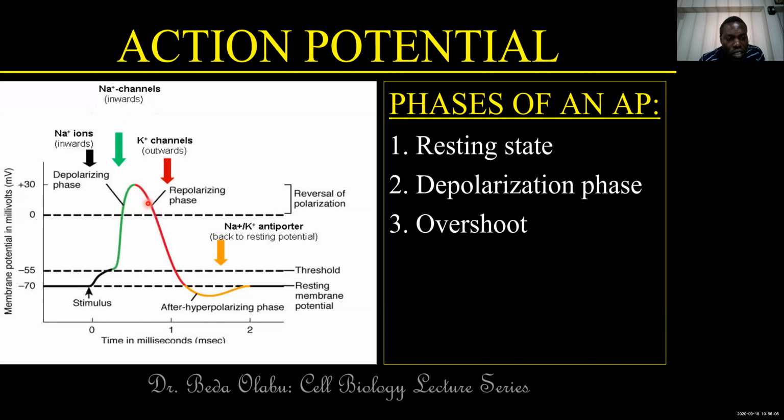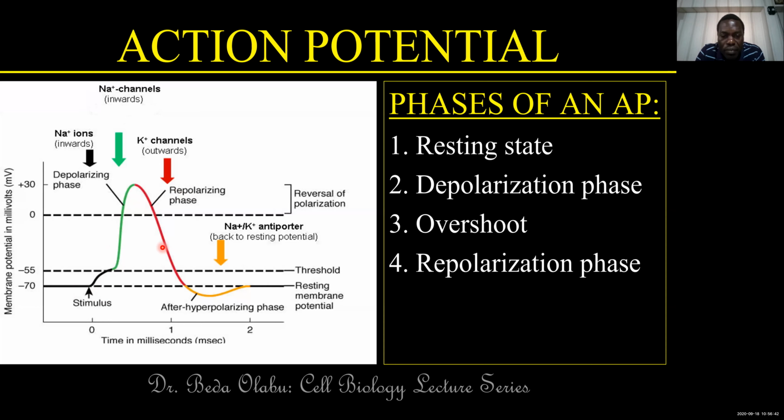It will cause polarization. So we are using the term repolarization because it was polarized, then depolarized, so we are now repolarizing. And so this phase of the action potential is known as the repolarization phase. Repolarization phase is caused by massive potassium efflux following opening of voltage-gated potassium channels.